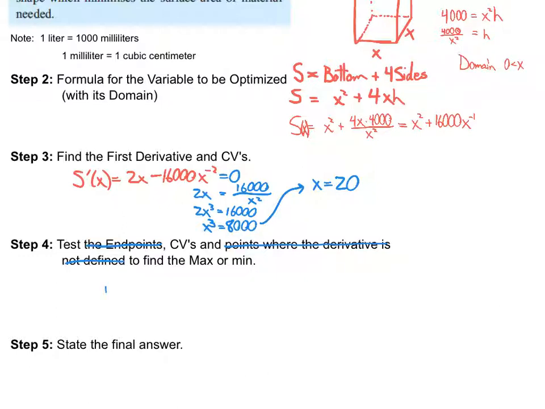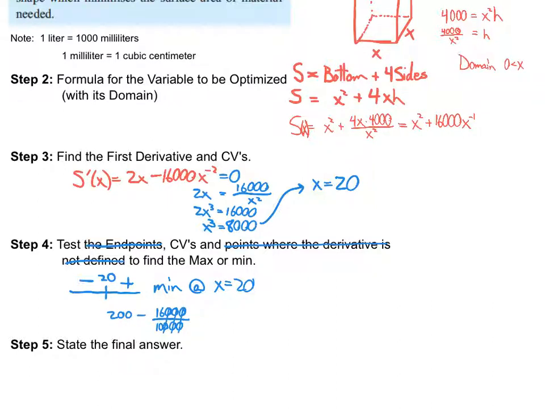So if I use a sign diagram real quick, 20 with my derivative, if I were to plug in 1 into my derivative, I'd get 2 times 1 minus 16,000 over 1. That's definitely negative. So it's decreasing. That's a good sign. If I use something bigger than 20, let's say I use 100, I'd have 200 minus 16,000 over 100 squared, so that would be 10,000. So I have 16 over 10. 200 minus 16 tenths is positive. So I just proved that there is a min at x equals 20.